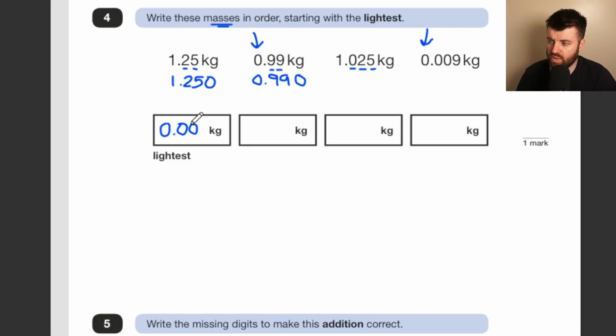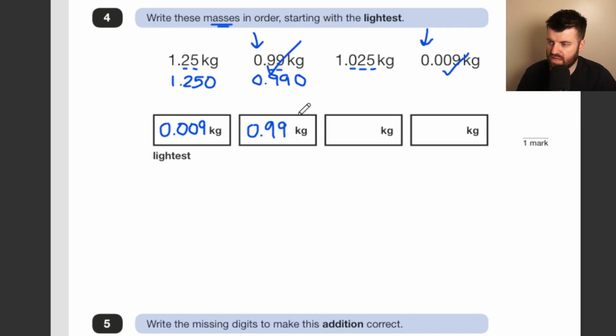Again, just make sure when you put your numbers in, you copy them exactly. 0.009, done. Then the next lightest obviously must be this other one that starts with a 0 in the ones column. So it's 0.99. I am again not going to put my placeholder in here because that was just to help me with the question. I don't need to do that in the answer.